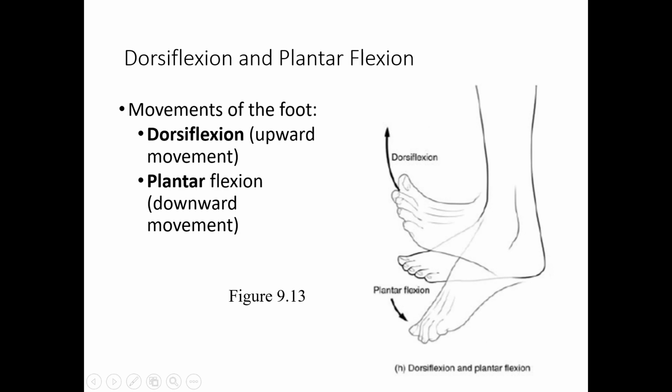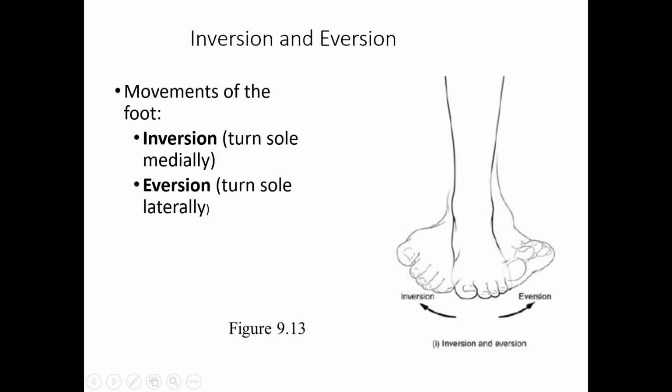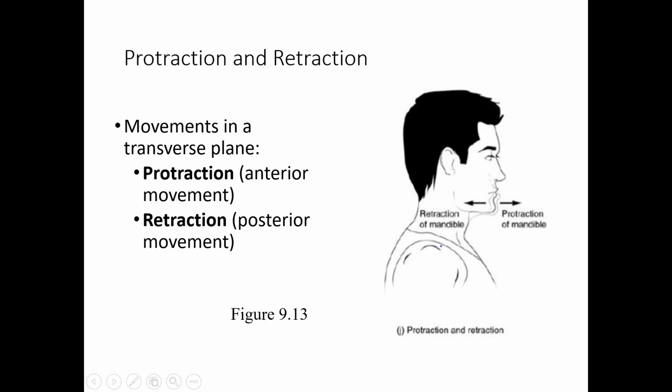Okay, dorsiflexion and plantar flexion. That's upward and downward movement of our foot. Dorsiflexion and plantar flexion. Inversion and eversion is similar. It's again about the foot, moving the sole to the midline, medially. It's inversion. Moving it away is eversion. Finally, protraction and retraction. What is that? When we move a body part, in this case our chin, the mandible, ahead, it will be protraction. When we move it back, it would be retraction.